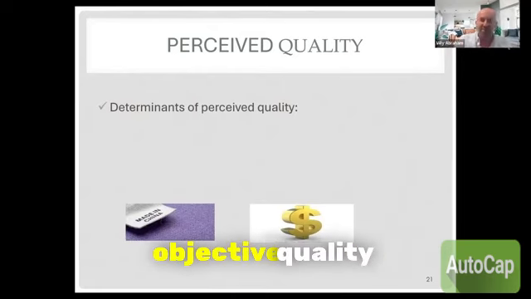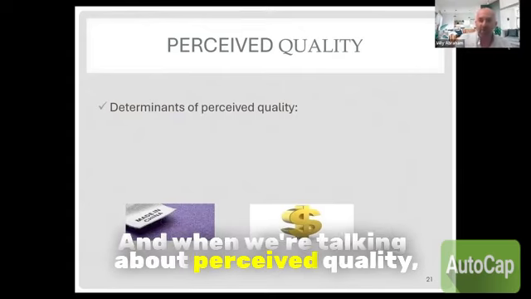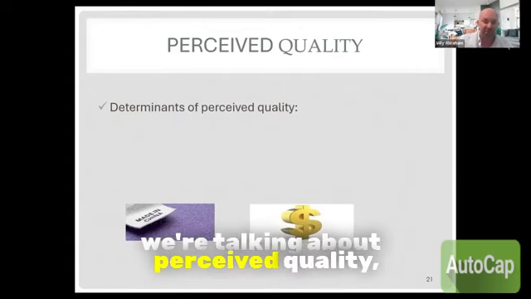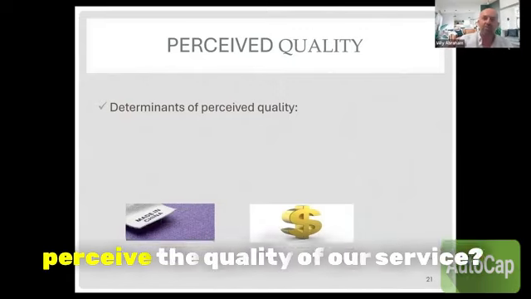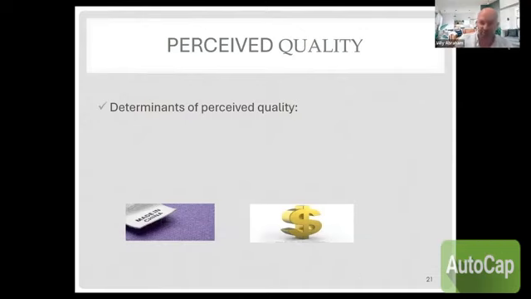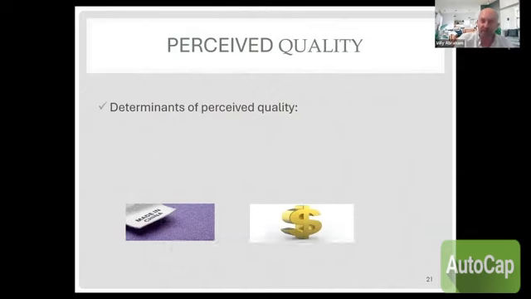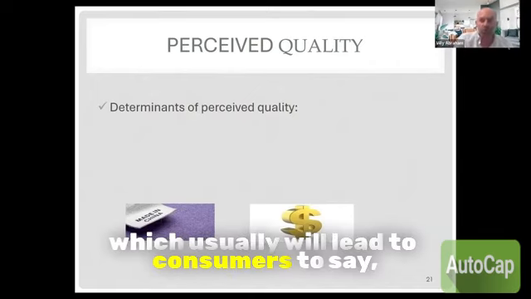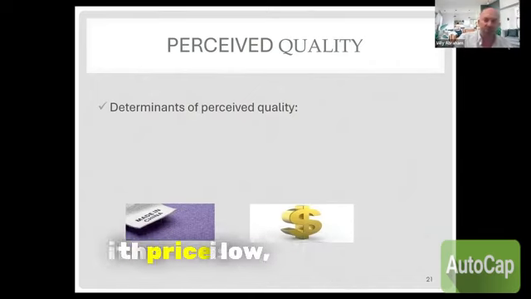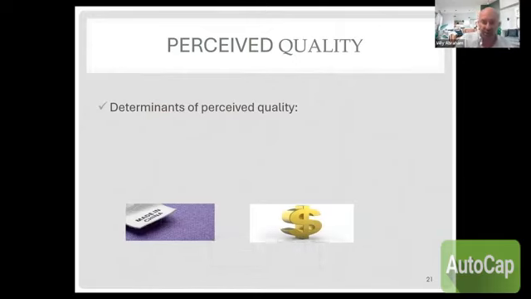There are 2 types of qualities, okay? You have to remember this: objective quality and subjective quality. And when we're talking about perceived quality, it is the most important. How do our customers perceive the quality of our service? So if you want to be perceived as a high-level service provider, you cannot charge lower prices. This will lead to cognitive dissonance, which usually will lead consumers to say, well, if the price is low, then the service and the quality is probably very low.